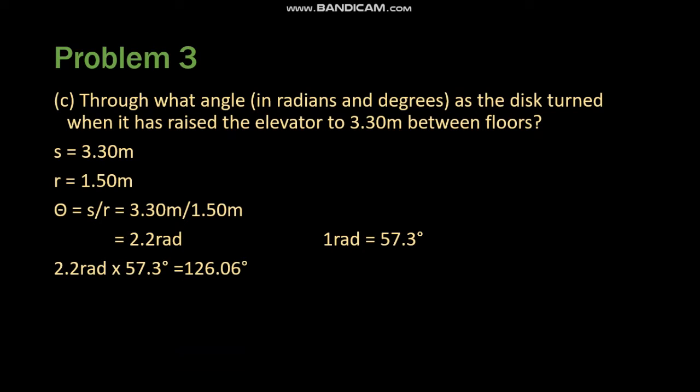So using this, 2.2 radians times 57.3 degrees would equate to 126.06 degrees. So this is the conversion from radians to degrees. Okay, so we're done with the problem.